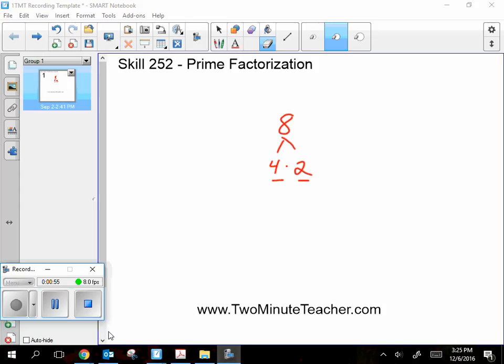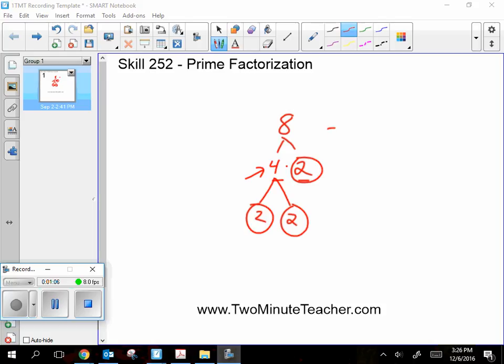Those are primes. So do you get 4 as not a prime? So we need to keep going. This breaks up into 2 things, 2 times 2. And that's a prime, that's a prime, and that's a prime. So this one is 2 to the third, or 2 times 2 times 2. That's prime factoring the 8.